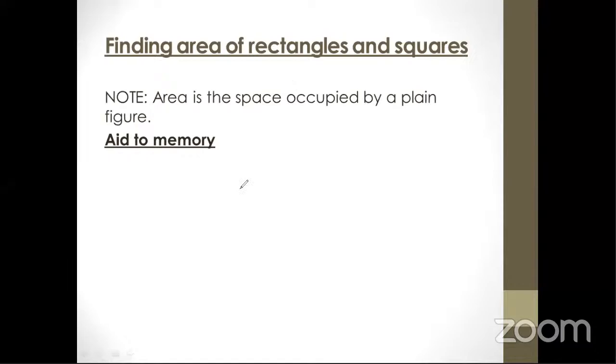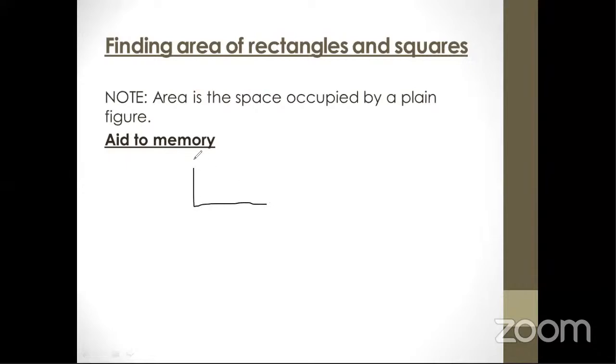We don't need the whole space which is covered by that figure. Joan, you can unmute. Yes, Joan. So when we talk about perimeter, we only mean the outer lining, not the whole space which is covered. But now when we are talking about area, now is this.